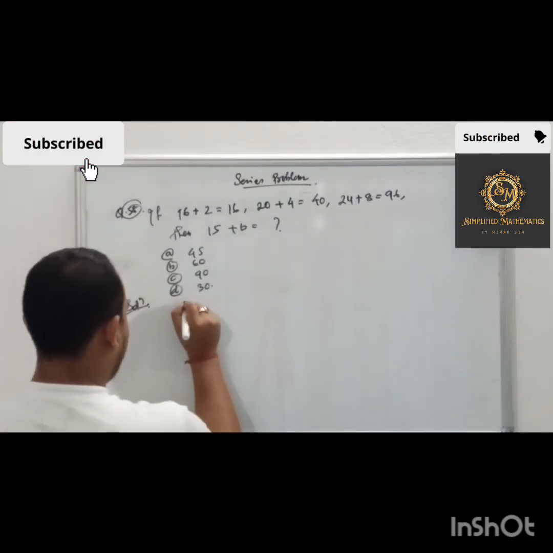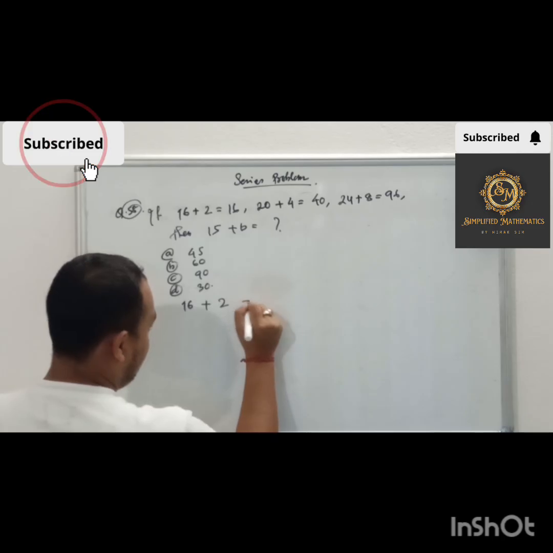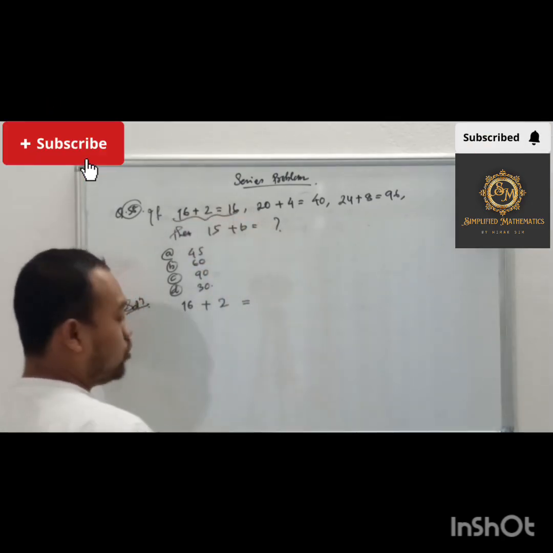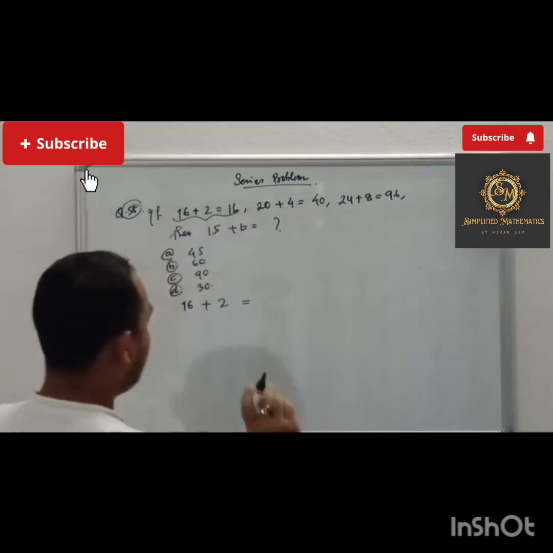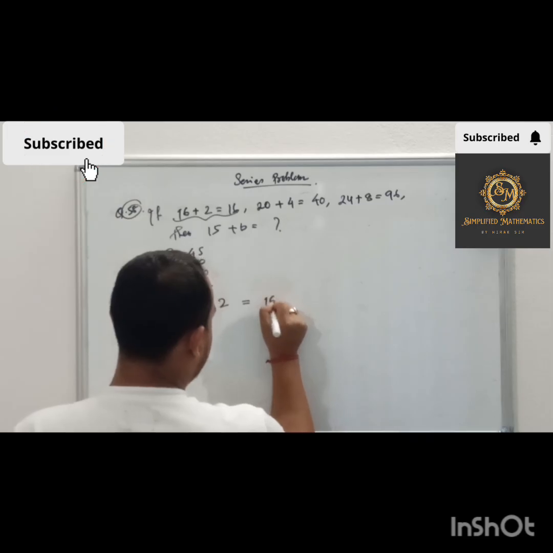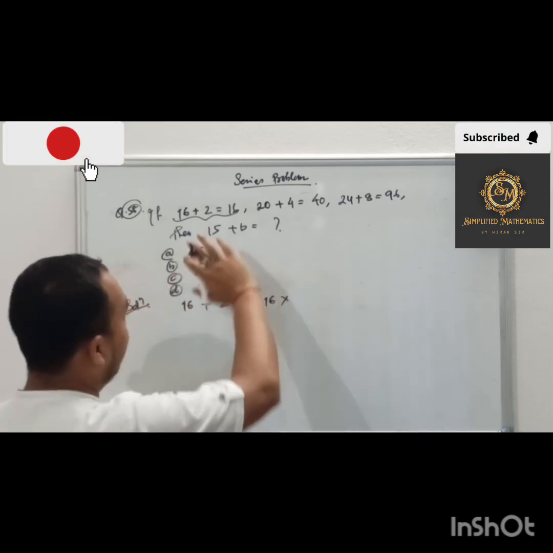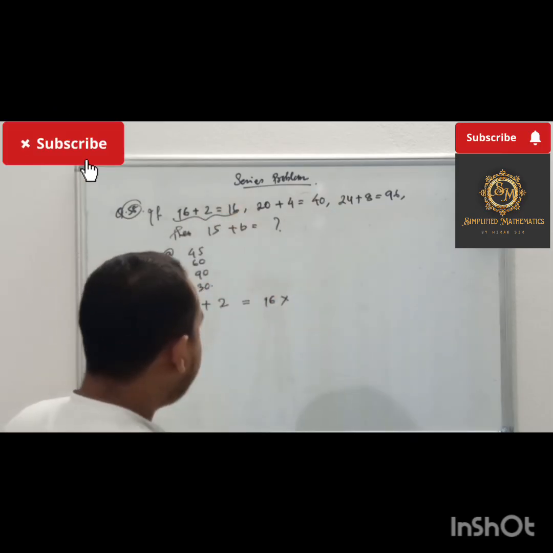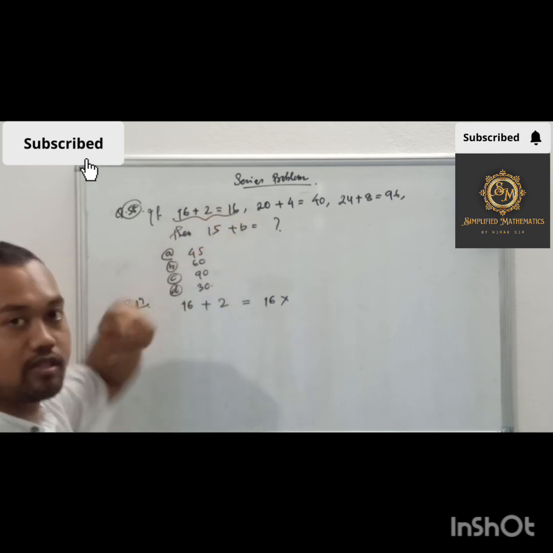Now you see, there are some patterns in these lines or clues. What do you see?